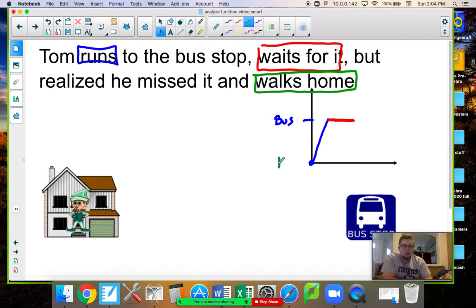So his house, a lot of us are going to think that it's this dot right here. It's actually the x-axis right here. So he's going to walk less steep until he gets back home. We know he gets home because after some amount of time, don't care how far, his distance from home has become 0. So that's the whole thing about these distance time graphs and analyzing functions.